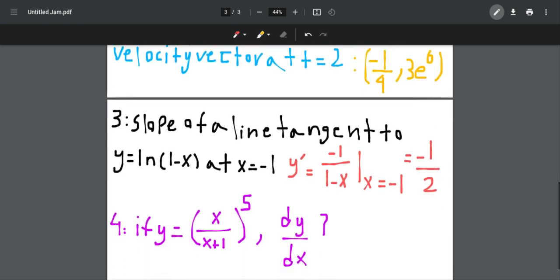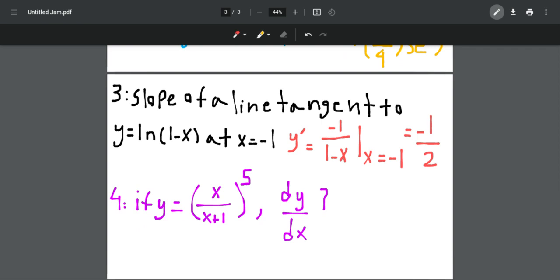Okay, we move on to the last question. We are given y is equal to x over x plus 1, the whole thing to the power of 5, and we want to find dy dx. dy dx is another notation for the derivative of y with respect to x. So actually we should differentiate it. Let me write it here. We should find y prime.